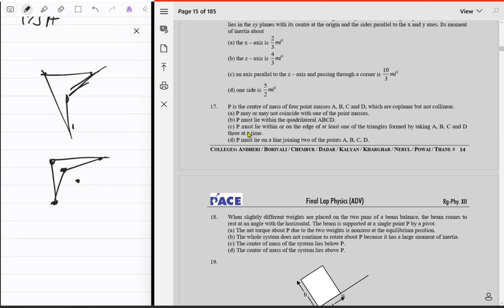Option C: P must lie within or on the edge of at least one of the triangles formed by A, B, C, and D, 3 at a time. Very weird. One of the triangles, maybe, I don't know. Option D: P must lie on a line joining two of the points A, B, C, D. No, D is just arbitrary. So either C is correct or not, I don't know.